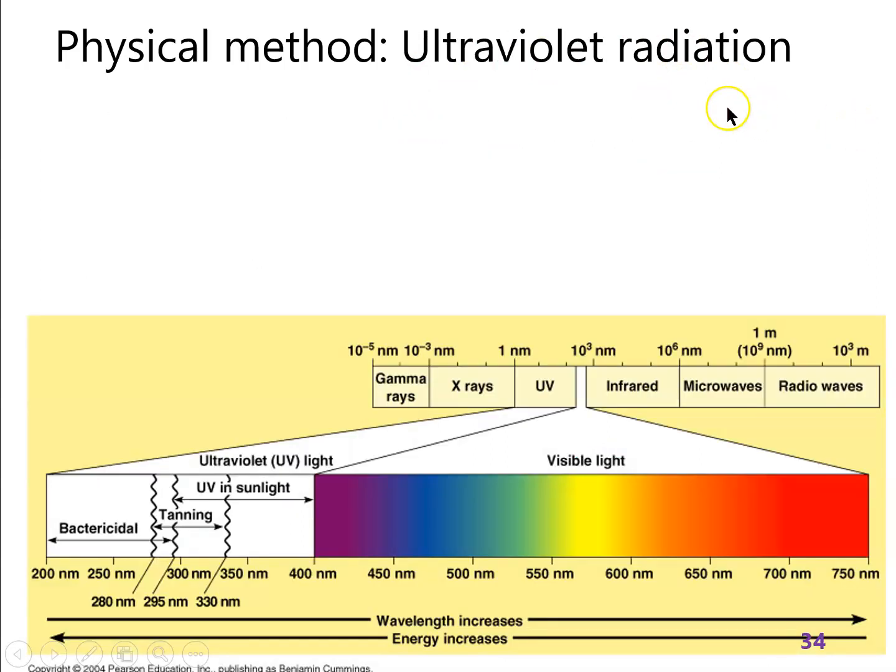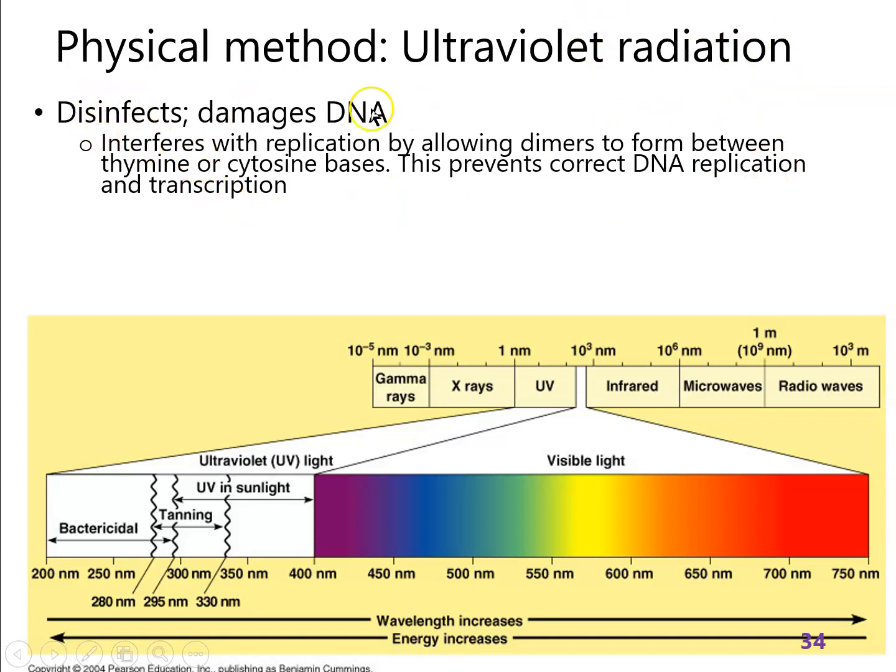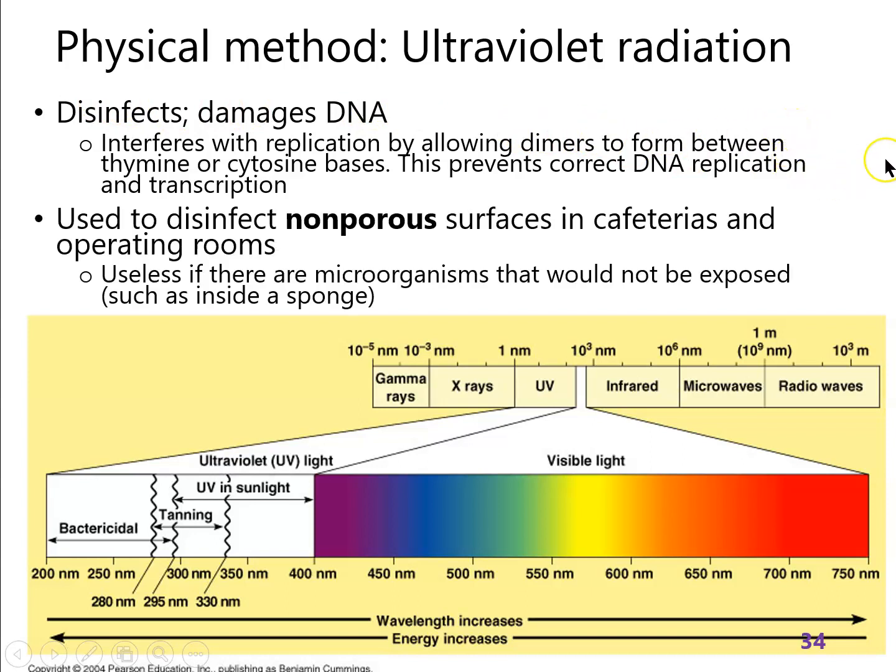What we do use more often is ultraviolet radiation. This is just ultraviolet light, and it's able to damage DNA. So you can use this for disinfection if you have a non-porous surface. So the insides of biosafety cabinets in laboratories are disinfected using ultraviolet radiation. But you can't use it for anything porous, like a sponge or a cloth that would block the light. So you can only damage cells that are directly exposed to the light.